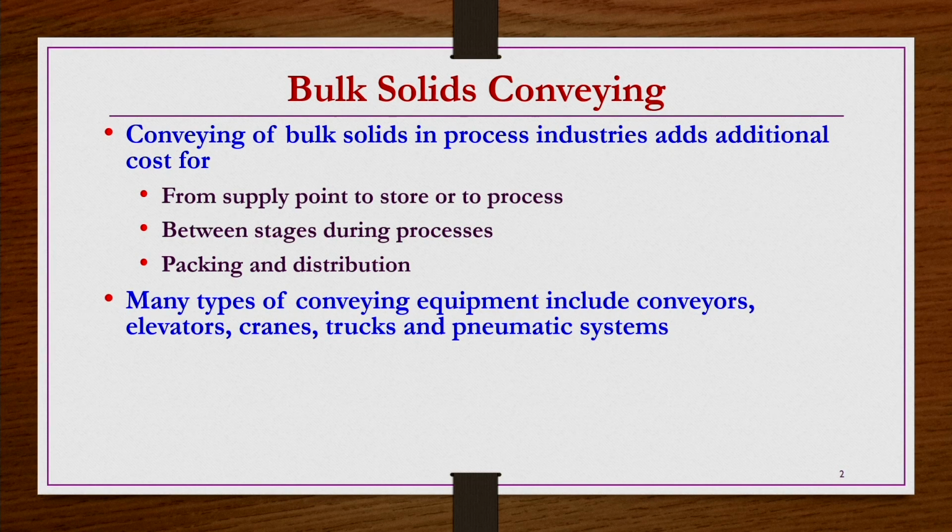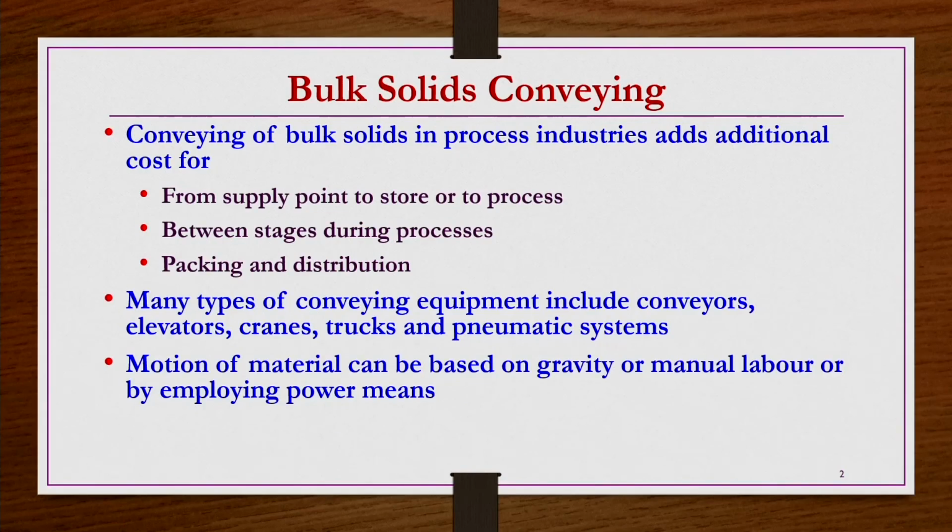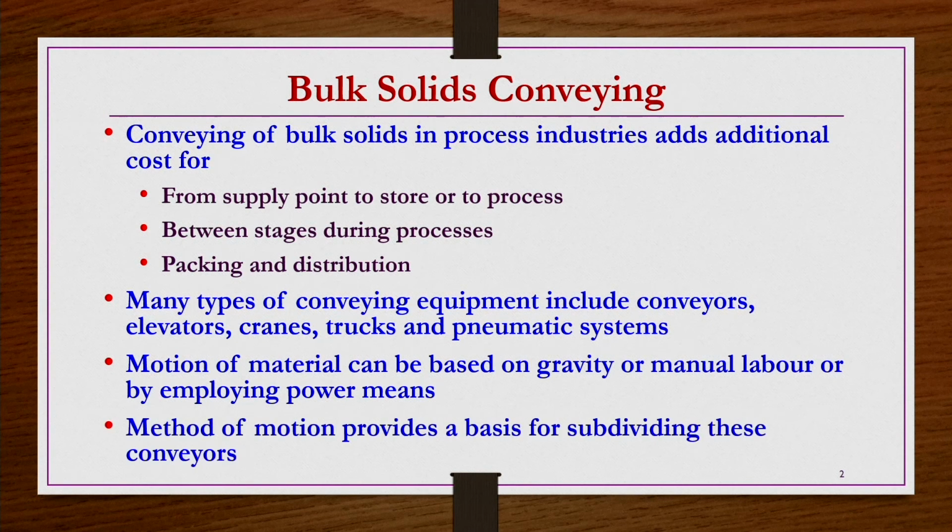So, there are several types of conveying equipment available, which include conveyors, elevators, cranes, trucks, pneumatic systems, etc. And in these systems, the motion of material may be because of gravity, or by simple labor activities, or by employing some mechanical power. So, the method of motion provides a basis for subdividing these conveyors. Further subdividing these conveyors or the conveying equipment is very difficult.